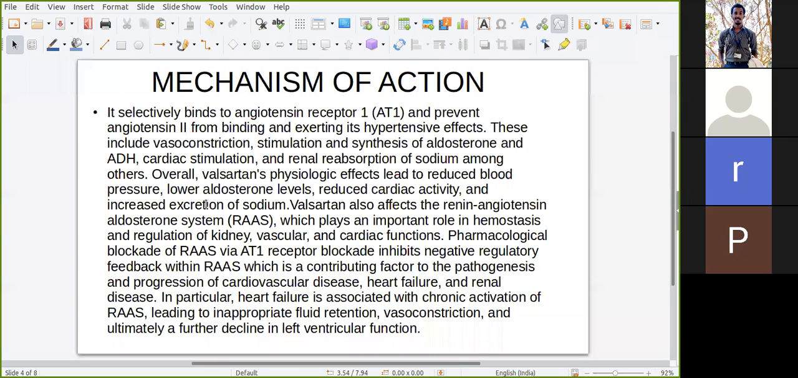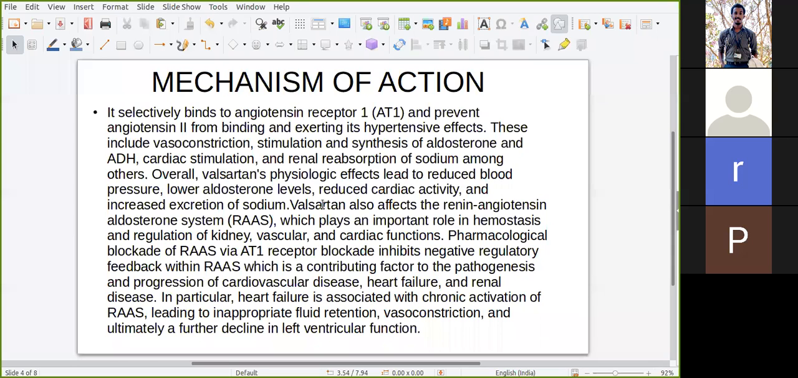exert hypertensive effects: it will constrict the vessels, so pressure will increase, and it will stimulate the synthesis of aldosterone and ADH, antidiuretic hormone, and stimulate cardiac output and renal reabsorption of sodium, among others. So overall, Valsartan's physiologic effects lead to reduced blood pressure, lower aldosterone levels, reduced cardiac activity, and increased excretion of sodium. Should I briefly explain the mechanism, or are you okay with this?